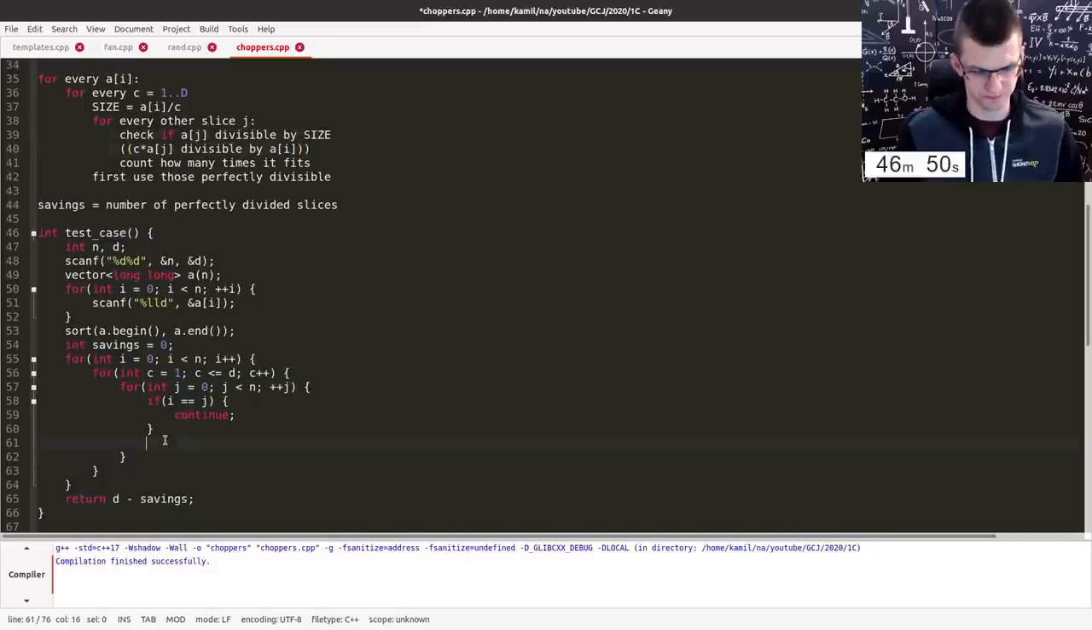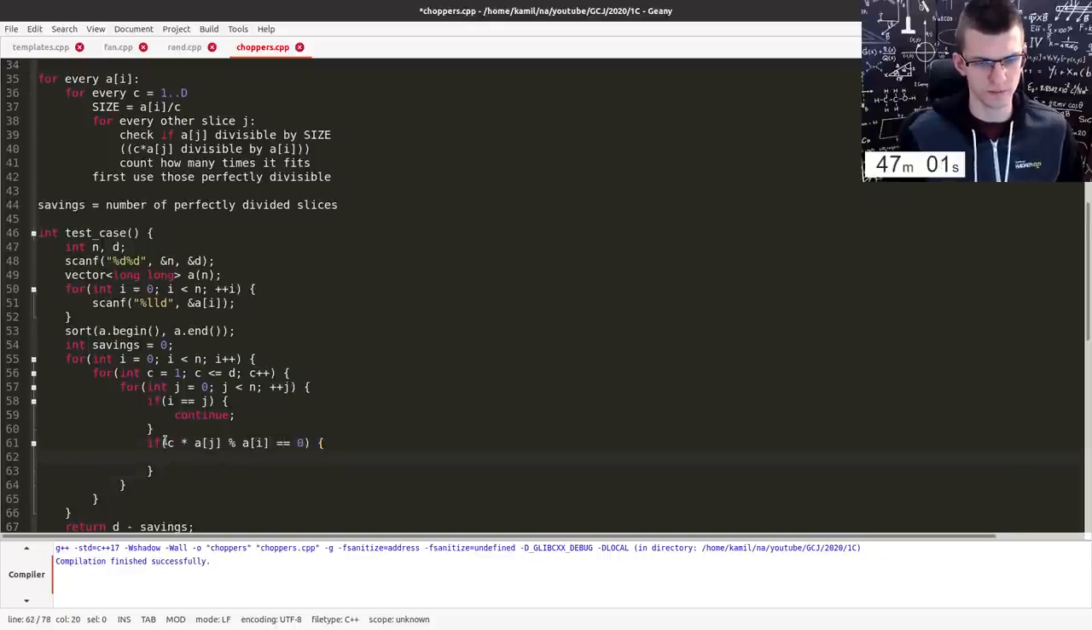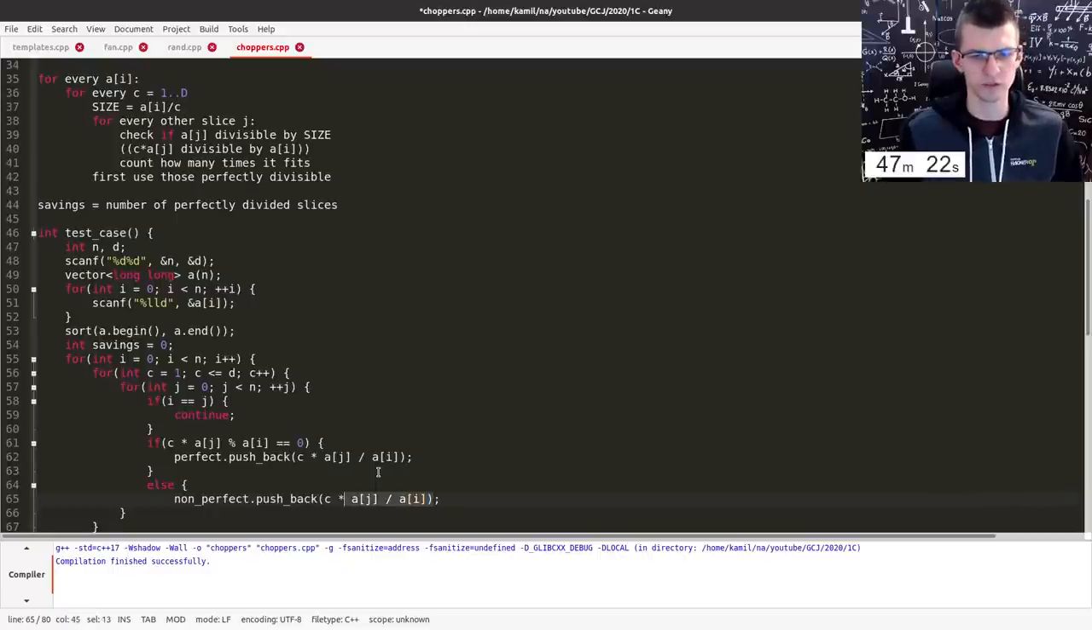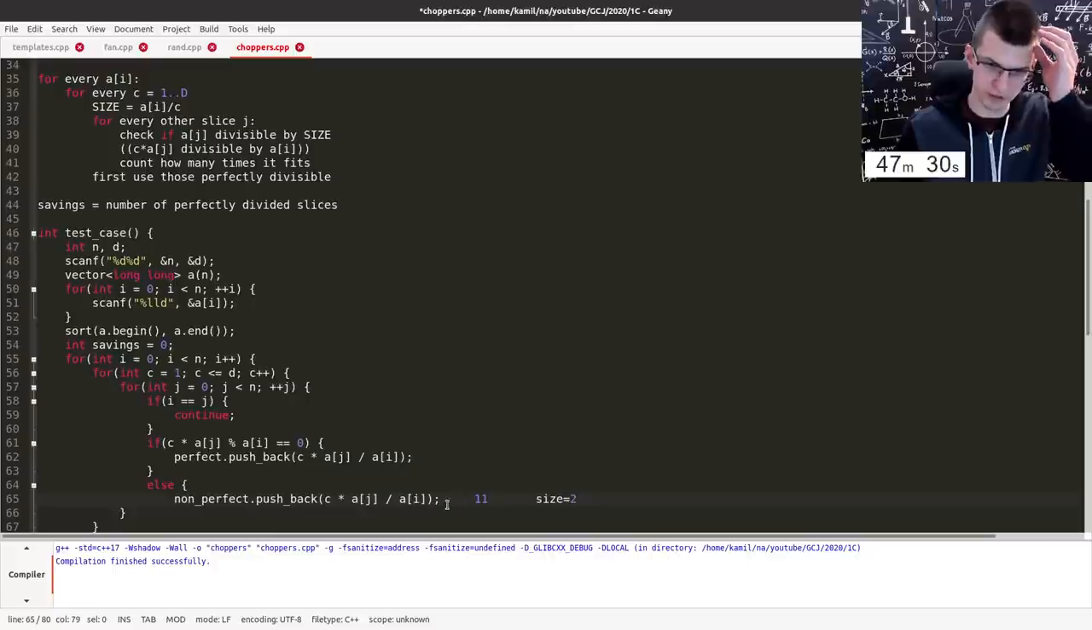So actually, I check this. If C times A of J, this is already a long, so there is no overflow, is perfectly divisible, then I have this. This is the number of equal parts I can get out of it. Else, this division is rounded down, so it will be like with leftovers. If something has size 11 and the size of a single part I want to get is 2, I will get here 5.